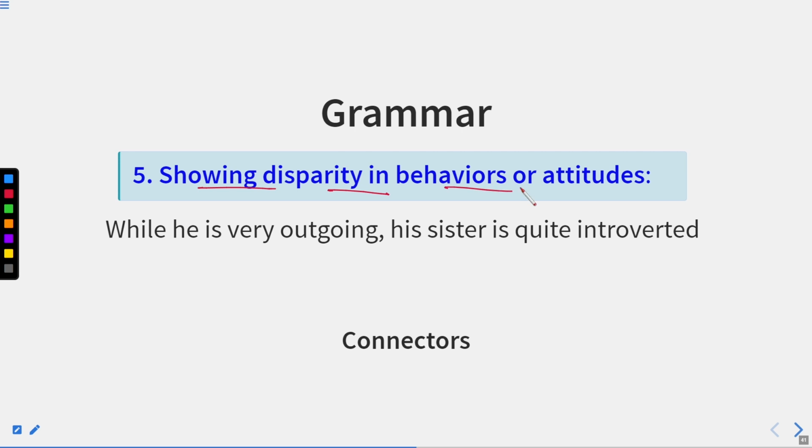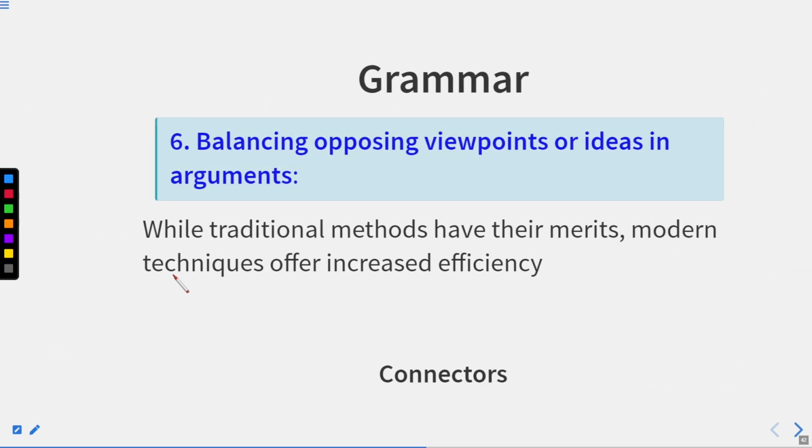Showing disparity in behaviors or attitudes. While he is very outgoing, his sister is quite introverted. So, this is showing the disparity in behaviors or attitudes.